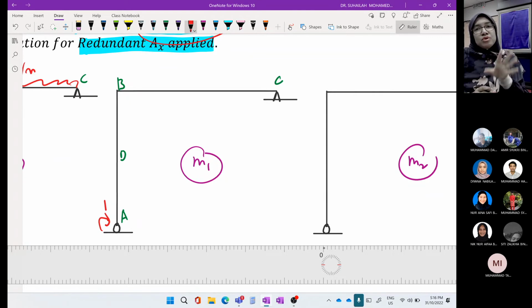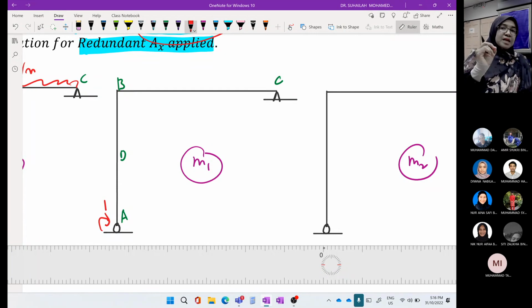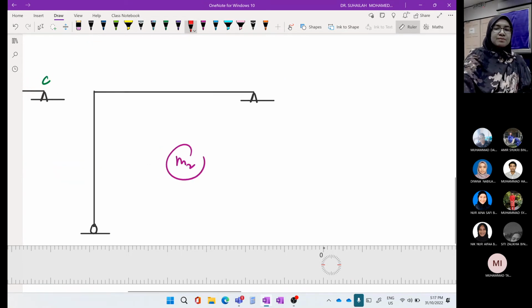Do not put unit because it is 1 times MA and unit belongs to MA. MA we remove, right? Okay, we remove MA. That's all for redundant number 1. Move to the next diagram.